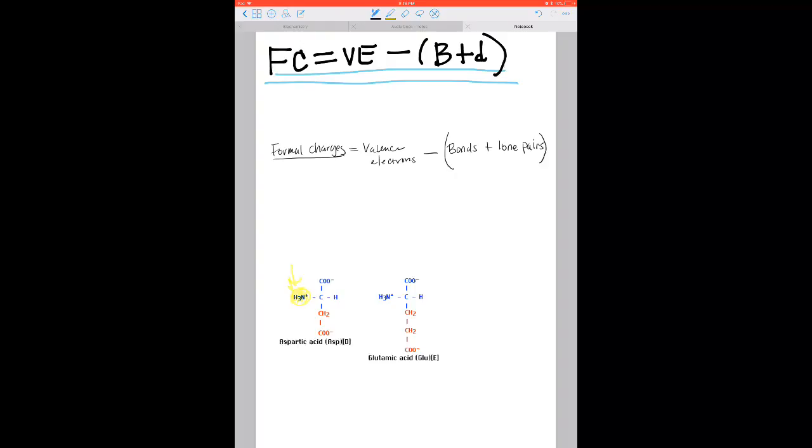right here, we need to understand what a formal charge is. The question was, why does this NH3 have a positive charge? And I'll get to that right now. So the reason why it has a positive charge is because of this equation.